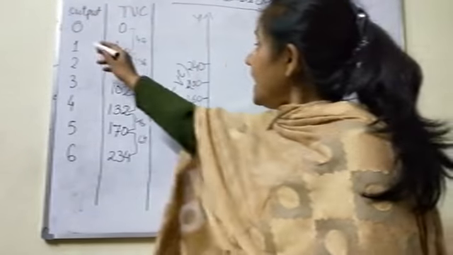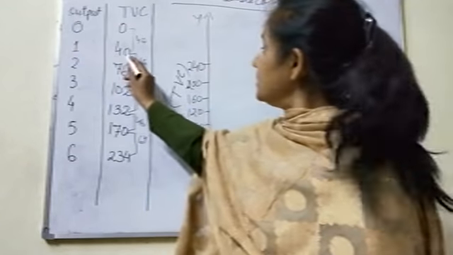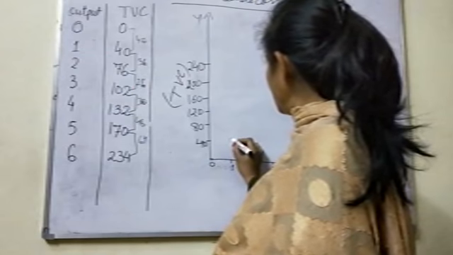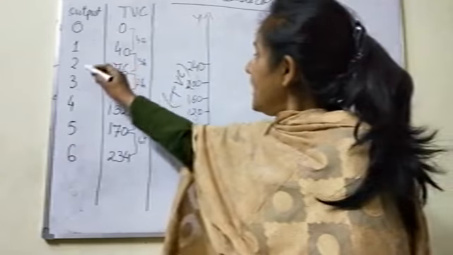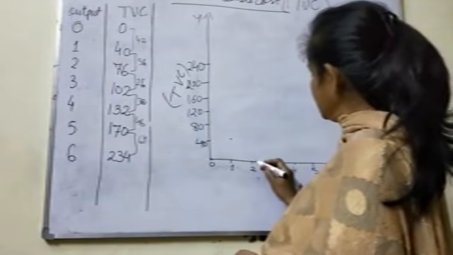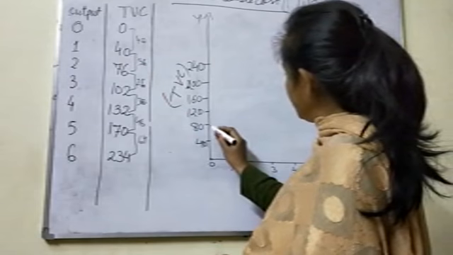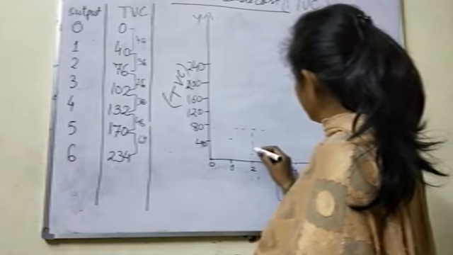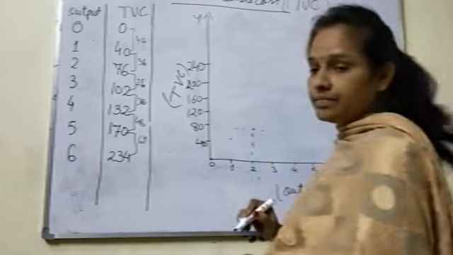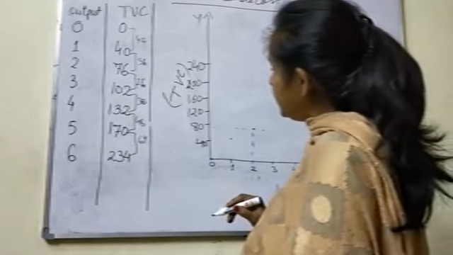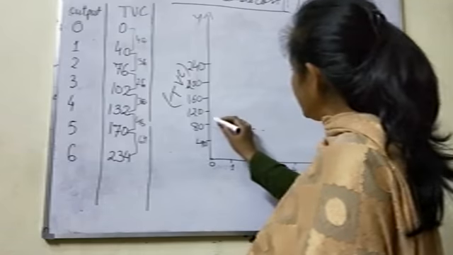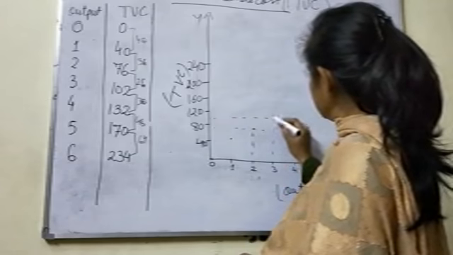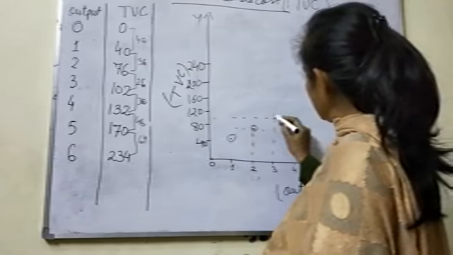Okay, second dot, when the producer is producing one output, TVC is 40. At 1, it is 40. So we'll get the dot somewhere here. At second, it is 76. 76 will be somewhere here. Okay, then after 76, it is 102. So 102 will be somewhere here. This dot. We got this, we got this, we got this.